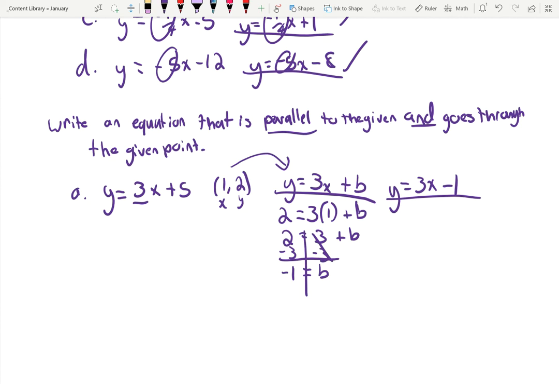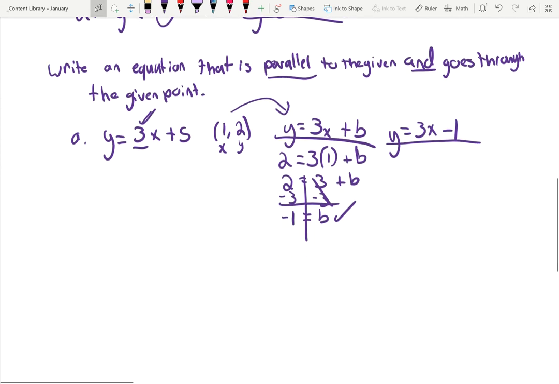And so this is how we're going to do it, right? We're going to use our slope because we already know that's supposed to be the same. And then we're going to use the x and y from the point that it gave us in order to find the correct y-intercept. And then I can write my equation all over again. I know my slope would still be 3, but after doing the math, I know that my y-intercept was negative 1. And now I have my full equation.